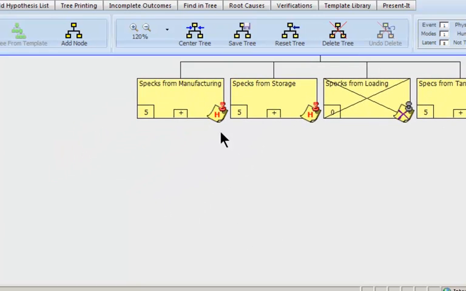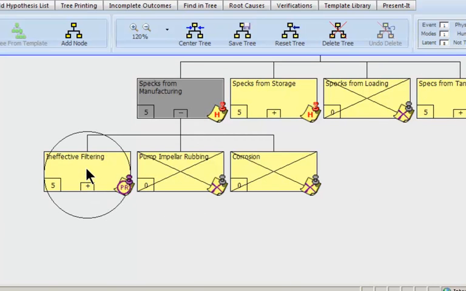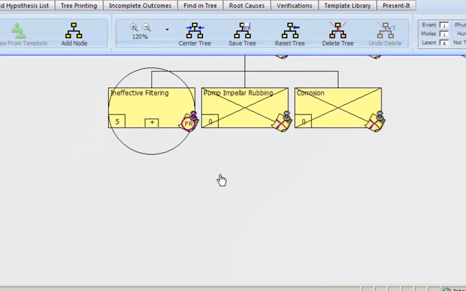Specks from manufacturing. How could we have had black specks from the manufacturing process? Ineffective filtering. Possibilities were that the pump impeller was rubbing and that we could have had corrosion from the manufacturing process. The evidence in these cases proved that it was not the pump impeller or the corrosion. You'll notice that these scales in the lower left-hand corner represent our confidence factors ranging from 0 to 5. A 0 means with the evidence we have, this is not true. A 5 means with the evidence we have, this is absolutely true.